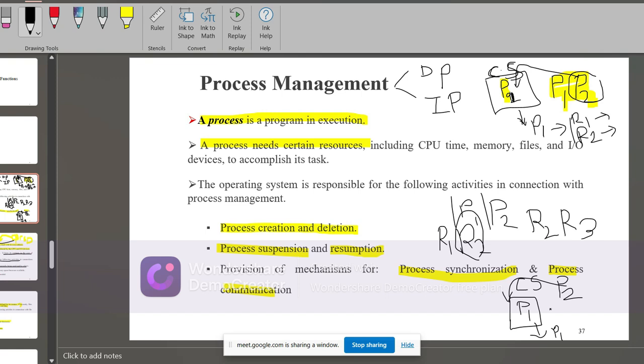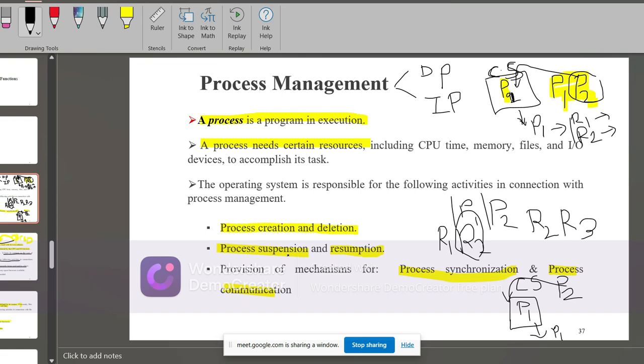So these are the things that can be managed with the help of process management. Next, what are the tasks that can be performed with the help of process management? First is process creation. Second is process deletion.